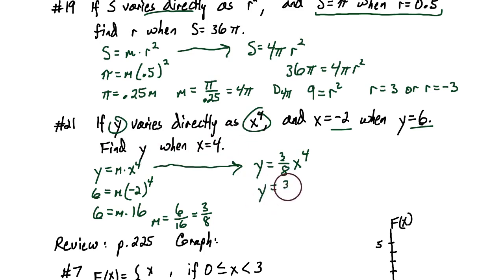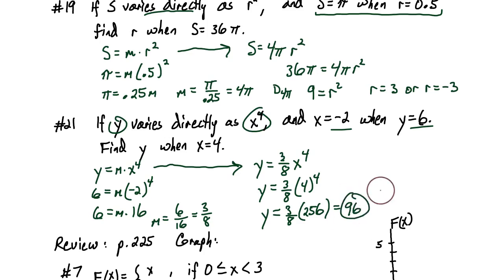So let's replace x with 4. This makes y equals 3/8 times 256. And 3/8 times 256 makes 96.